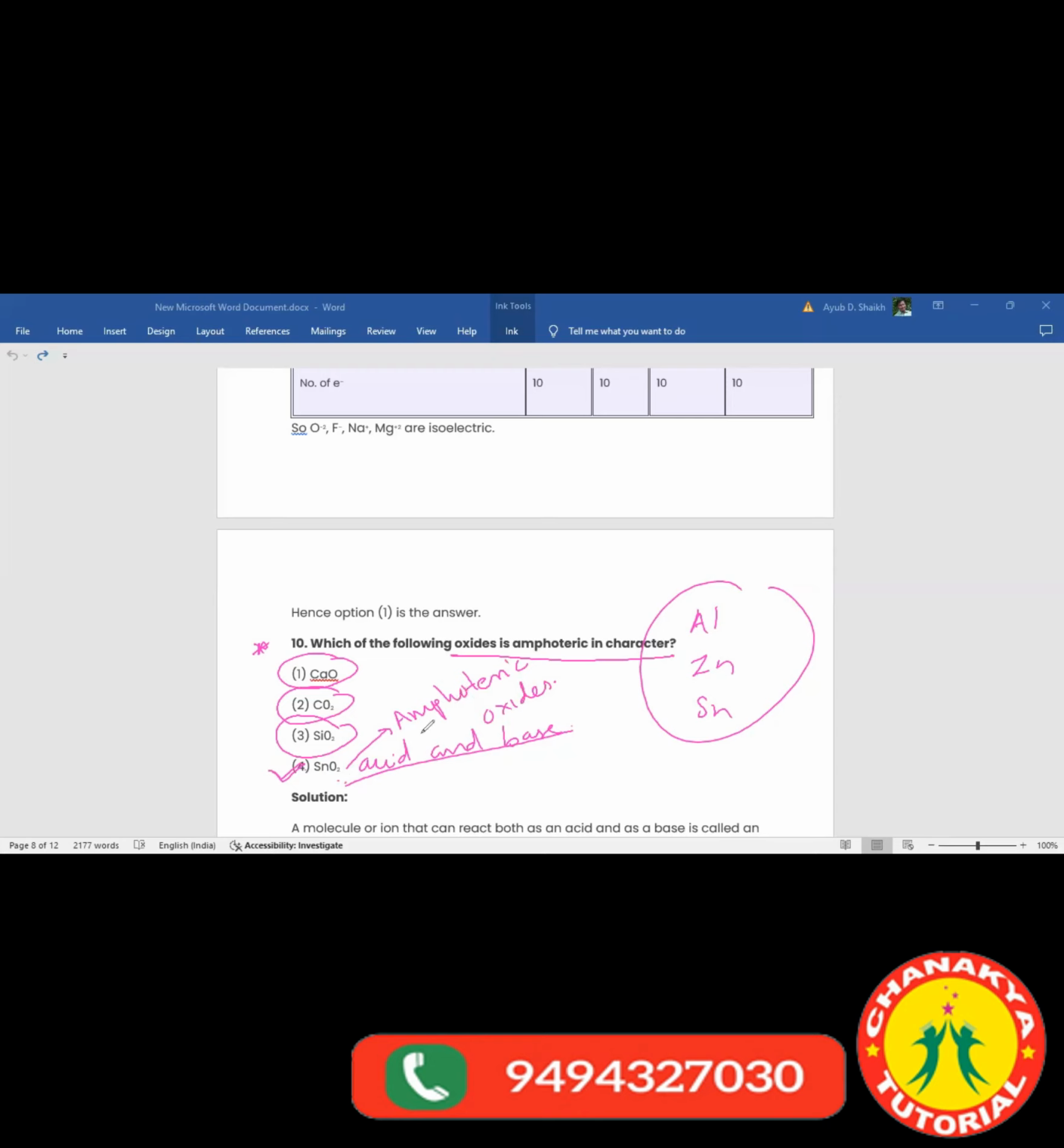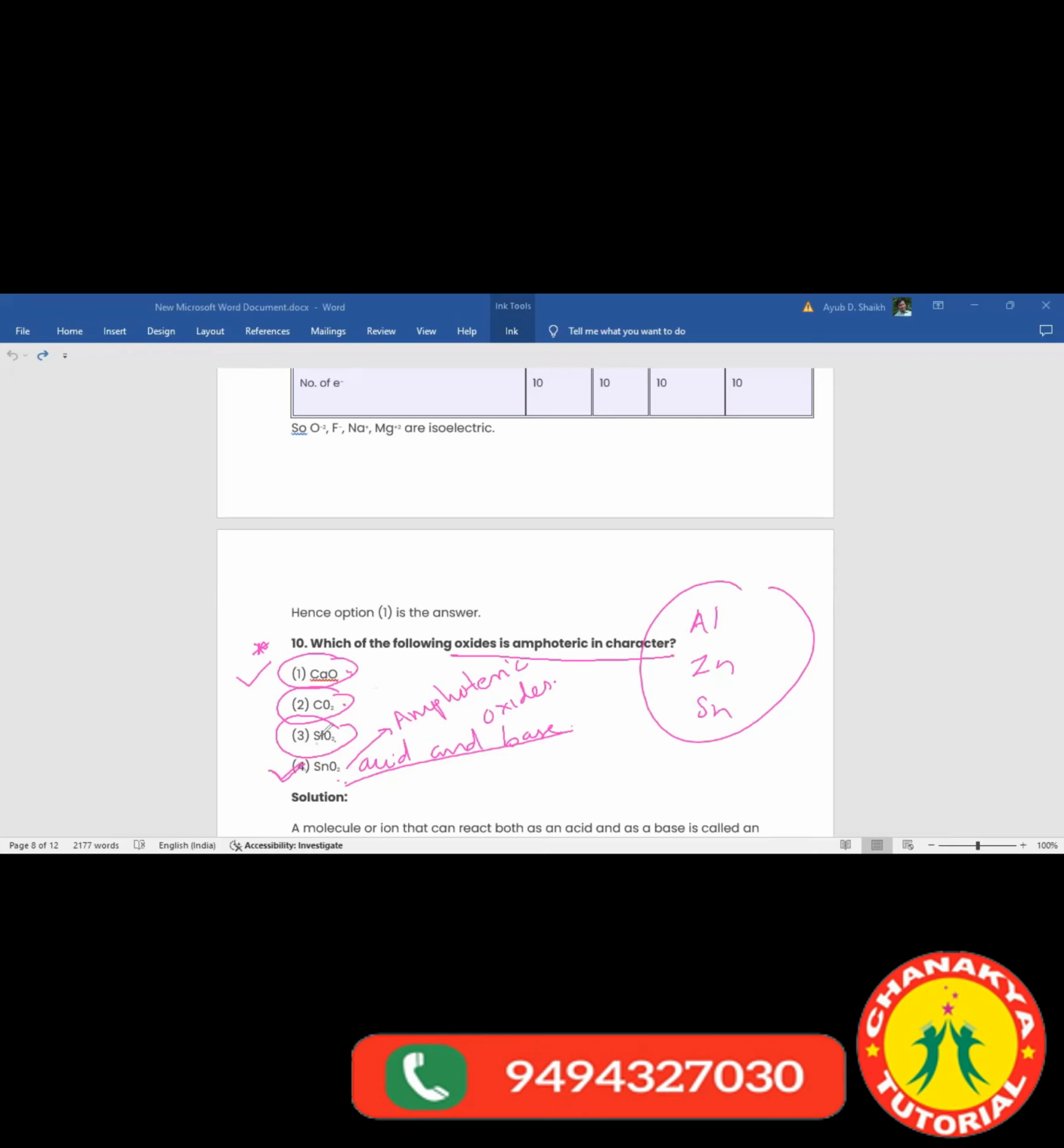And the second thing is what we should be aware of about calcium oxide. It's a metallic oxide. It's basic in nature. It reacts only with acid. It does not react with base. Second thing, carbon dioxide is an acidic oxide, right? And it will react only with base. It does not react with acid.